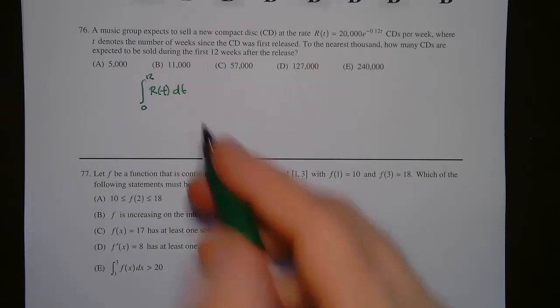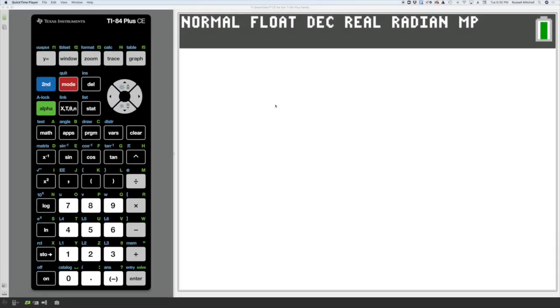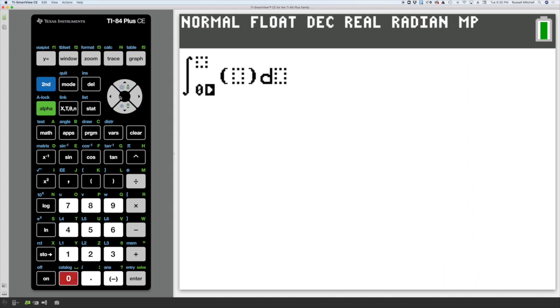All right, so we need to put this in our calculator, and we're going to get an approximation. So what I want to do is integrate. I'm going to go alpha window and then number 4, function integrate, and we want to go from 0 to 12. You could put R of t into y1 and just use y1 here if you want to. We're only using this for one problem, so I would just type it in right now. So 20,000, just make sure we typed in 20,000, and we did. And then e to the negative 0.12 t.